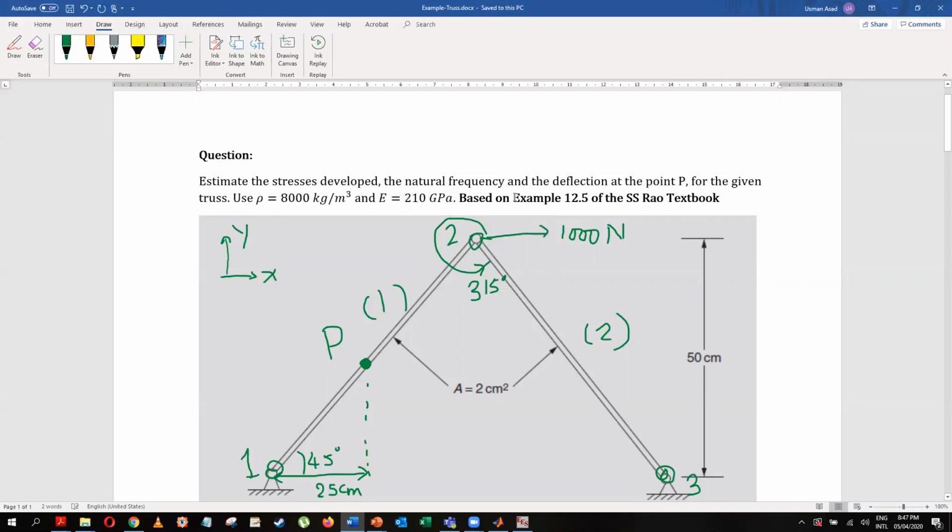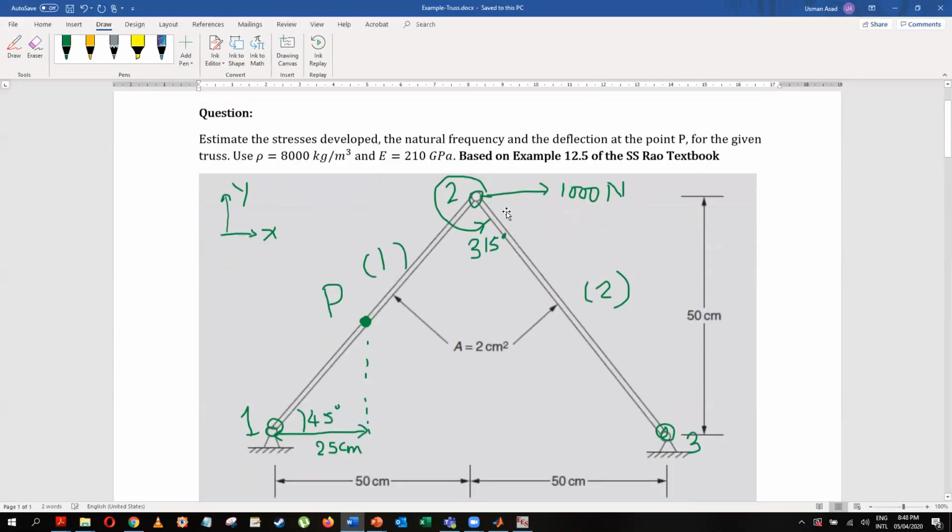I realized very late, honestly. But in that example there is no applied force and there's no point P, so there's a modification of that example, and the values of density and E are also somewhat different. Okay, but do have a look at this example if there's something that's unclear in this explanation.